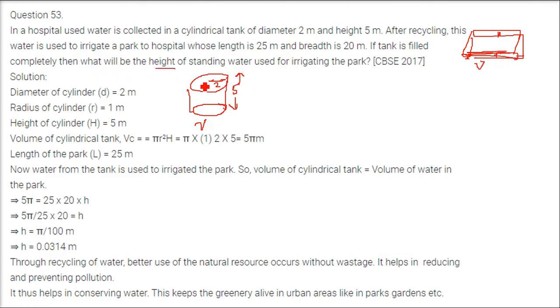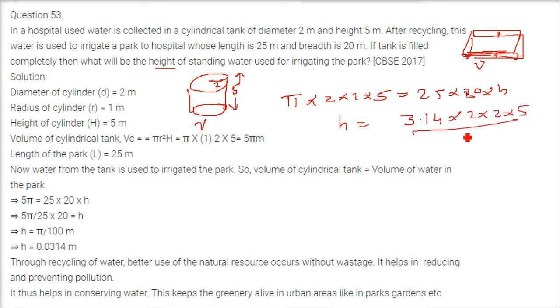So we'll find out the volume of this cylinder, which is pi r square h. Pi into r square is 2 square into h. Height is also given. This is equal to length into breadth into height. So 25 is the length, 20 is the width, and we have height. So what do we get? H equal to pi, you can use 3.14 into 2 into 5, then we have 25 into 20. So this becomes 0.0314. This is the answer. Height is this one in meter.